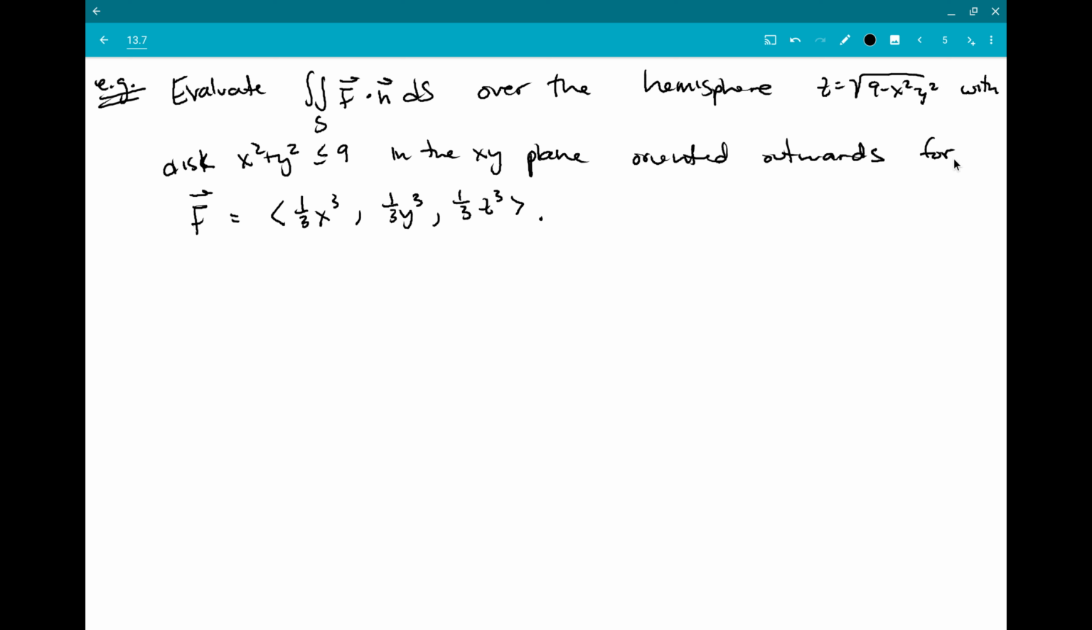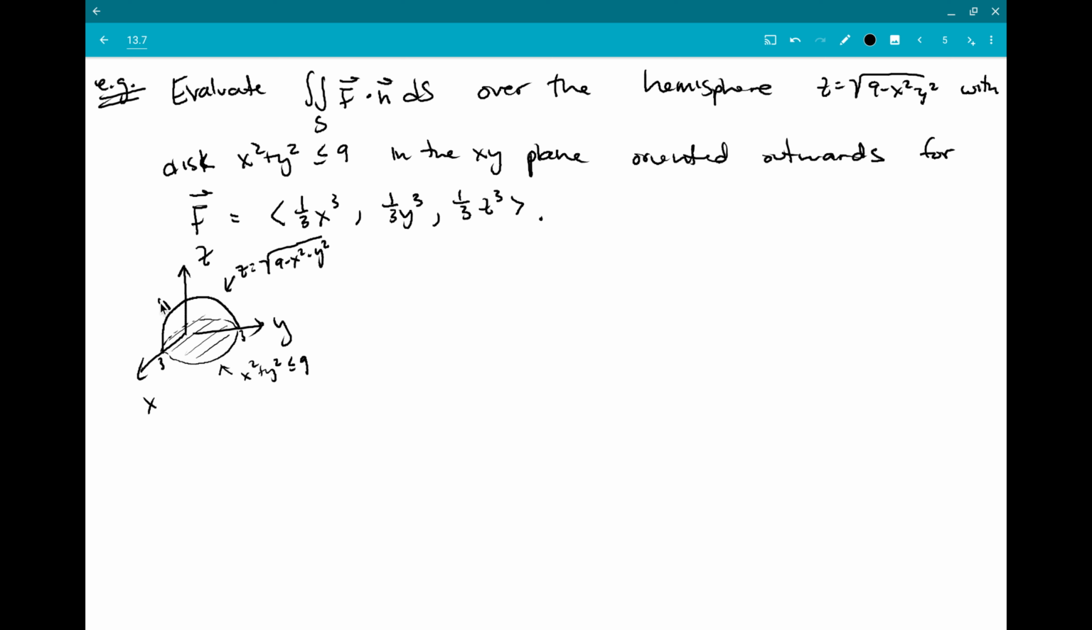Okay, so that's the problem we're trying to solve, and I'm going to sketch it real quick. So here's x, y, and z. Here's the hemisphere. So this top part is the hemisphere, z equals root 9 minus x squared minus y squared. And then this bottom part right here is going to be x squared plus y squared less than or equal to 9. These are hitting at radius 3.